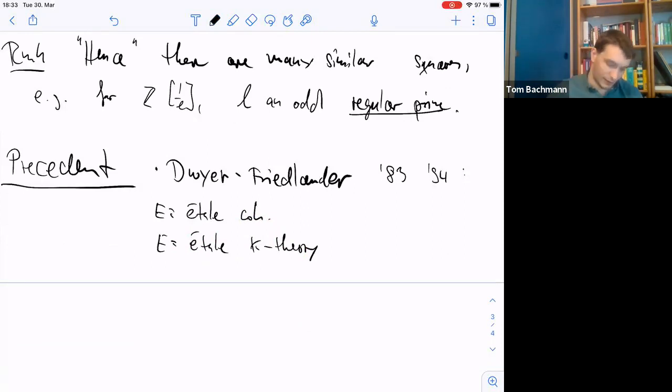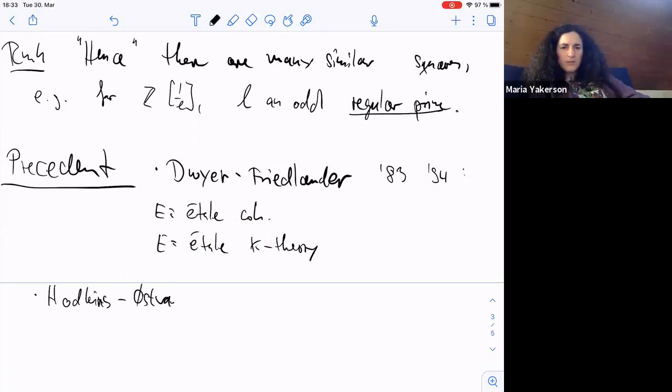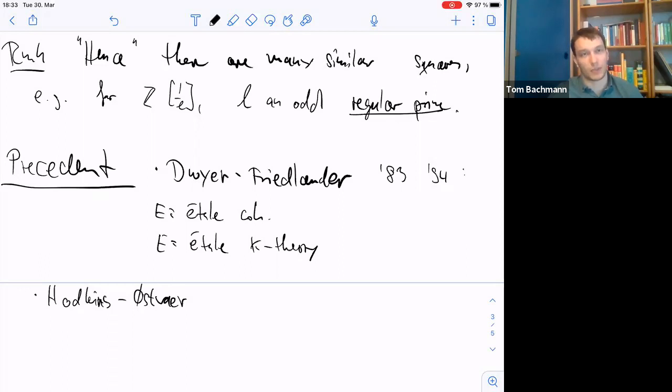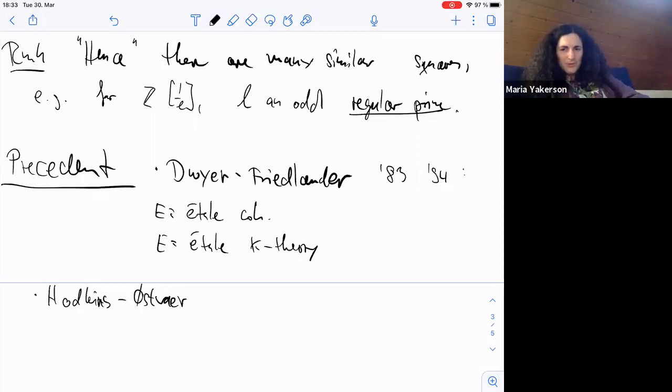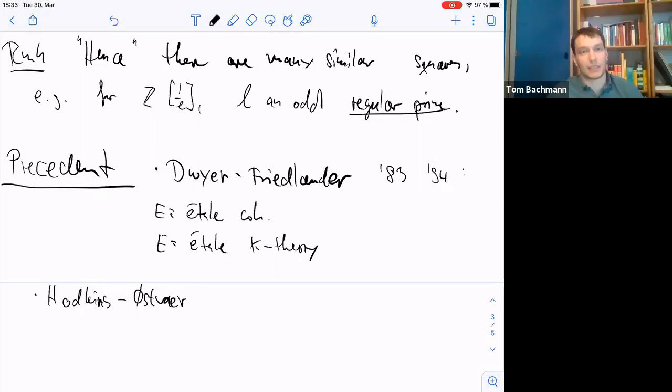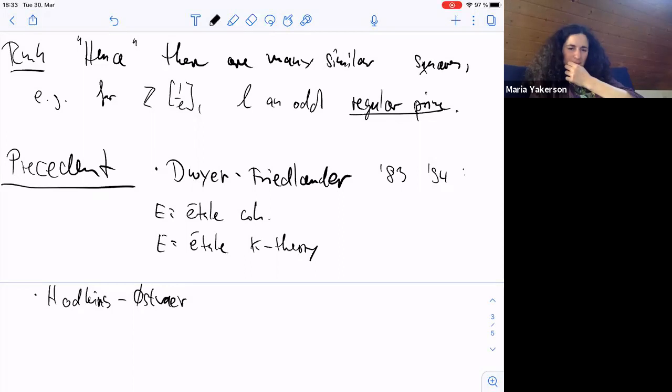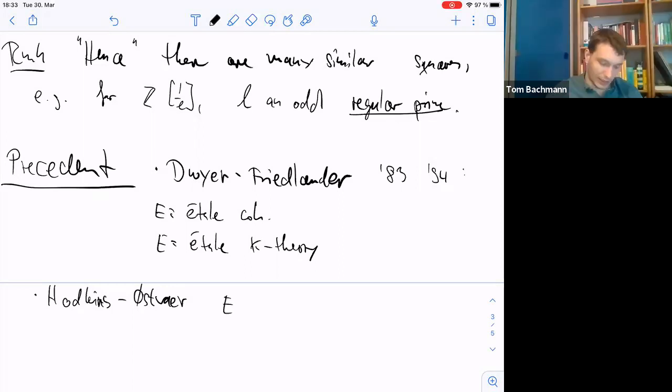And then the case of KGL was done by Hodgkins and Paul Arne Østvær. And these etale cohomology theories don't follow from the pullback of etale homotopy types? Sure, they proved there's a pullback of etale homotopy types. I mean, that's straightforward. These statements are essentially by definition equivalent. So Hodgkins and Østvær do E equals KGL. This was in 2003, apparently.